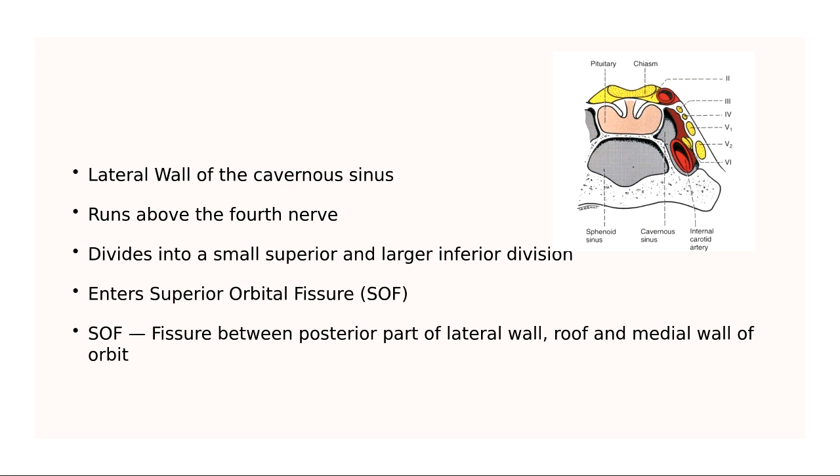In the lateral wall of the cavernous sinus, the third nerve is going to run above the fourth cranial nerve. It divides into a small superior division and a larger inferior division before it enters the superior orbital fissure, which is a fissure between the posterior part of the lateral wall, roof, and medial wall of the orbit.